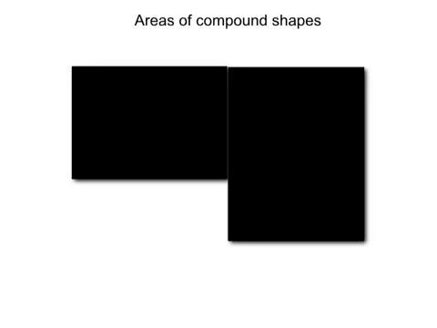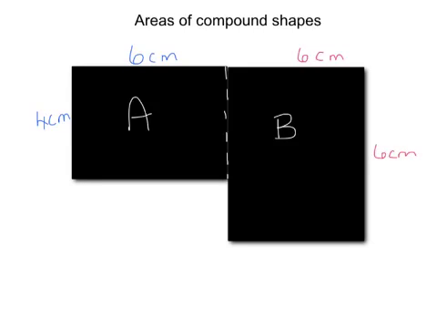Once you draw the shape, you need to split it into two areas. We're going to split this shape right here. One area can be called A, and then the other area can be called B. Now we need to find the dimensions of area A and area B. Remember, these diagrams are not drawn to scale.